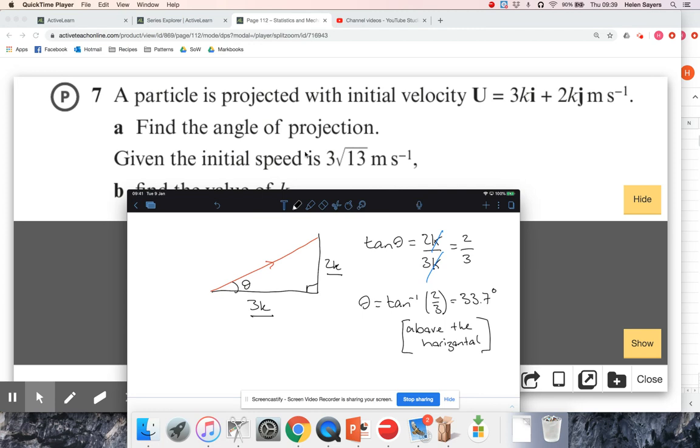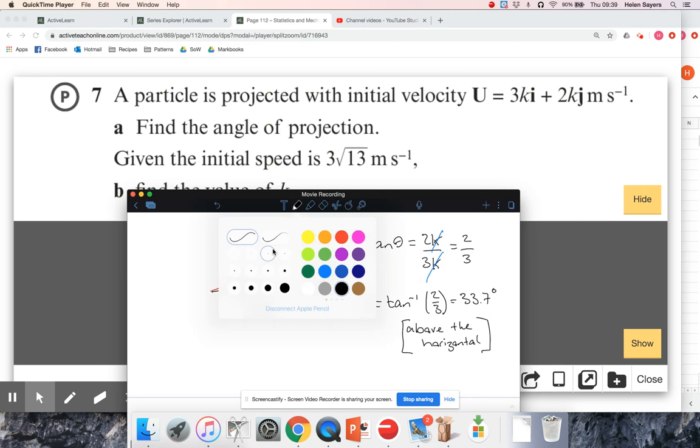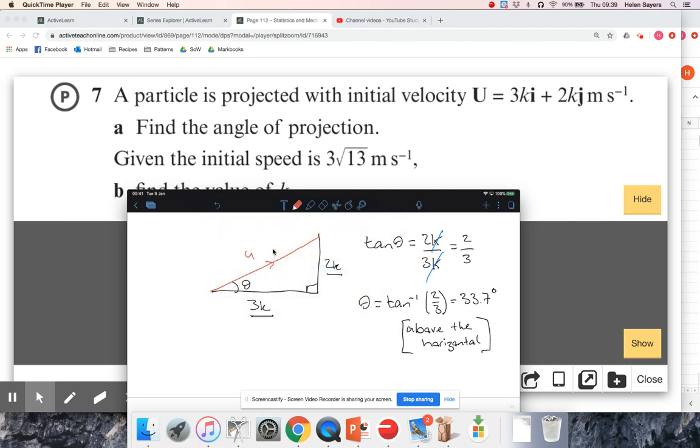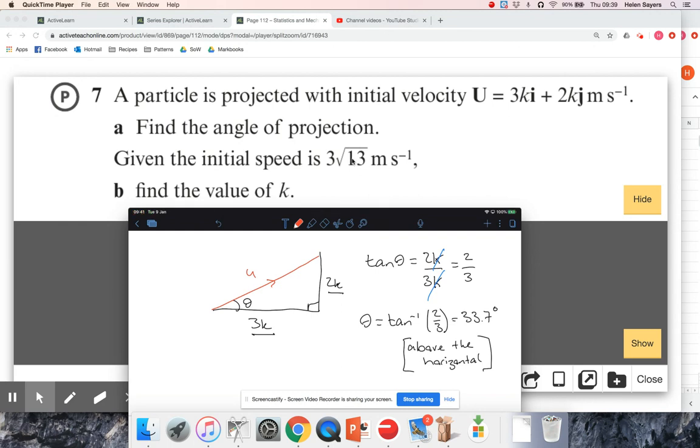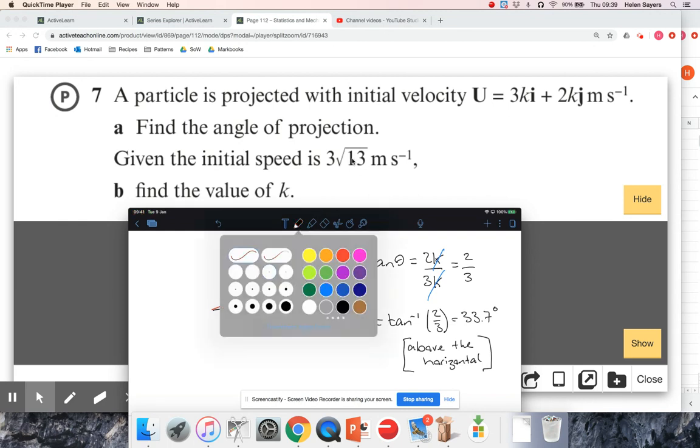Okay, and we've seen this come up in questions 5 and 6 as well, that we need to then find the actual speed. So that's going to be basically the length of the hypotenuse. But the k's wouldn't cancel. If I just used Pythagoras on those two sides, the k wouldn't cancel. So they do give me some further information. They tell me that the initial speed is 3√13. So again, if I just tackle that as I normally would.